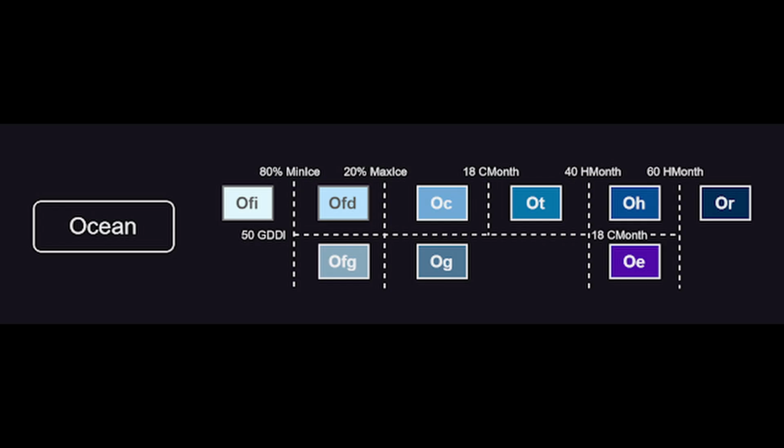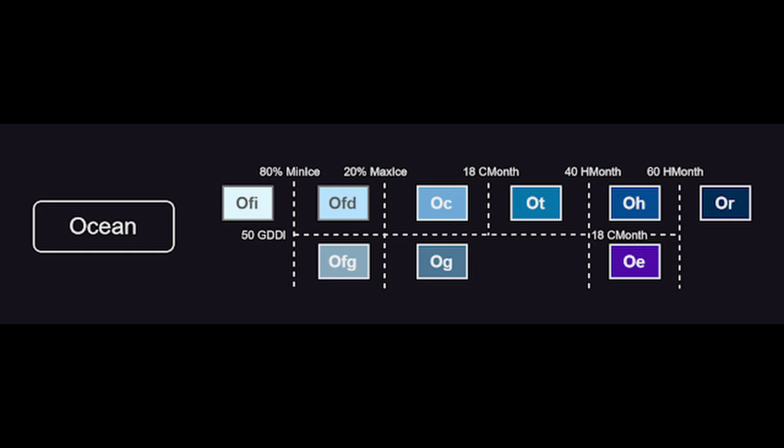Now ocean climates. Ocean biomes are affected by a lot of things, but Nikolai only bothered with data directly available from Exoplasm. There is seasonal ice, OFD, and permanent ice, OFI. In ice-free waters, temperature is used. Temperate, OC, with temperatures dropping below 18 degrees but no ice. Tropical, OT, with temperatures staying between 18 and 40 degrees.